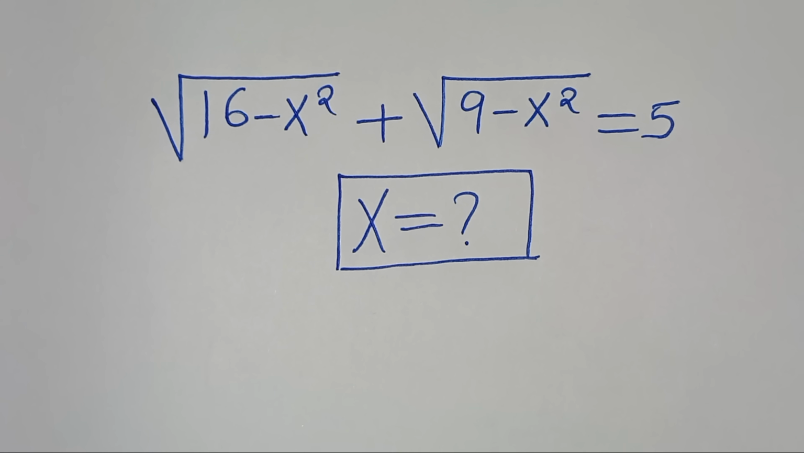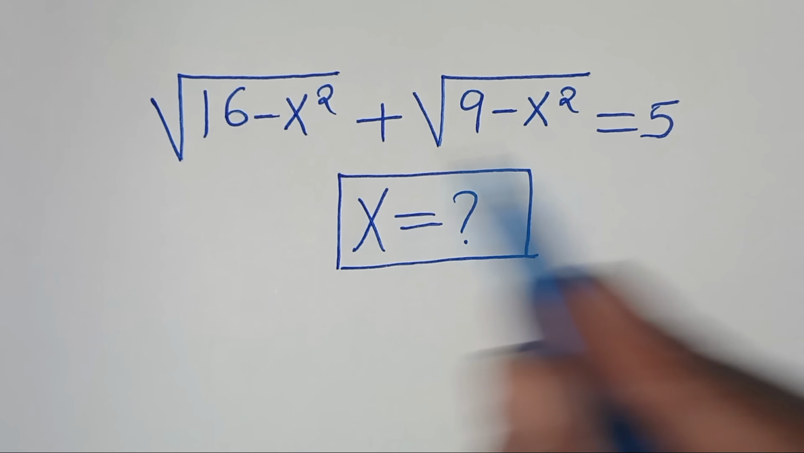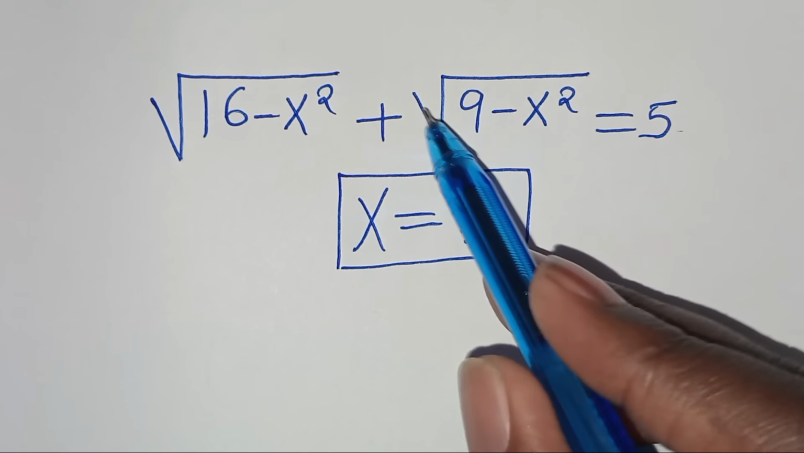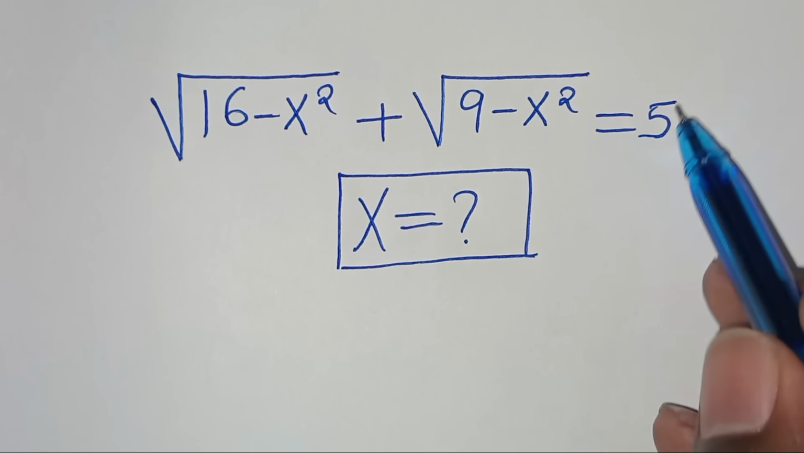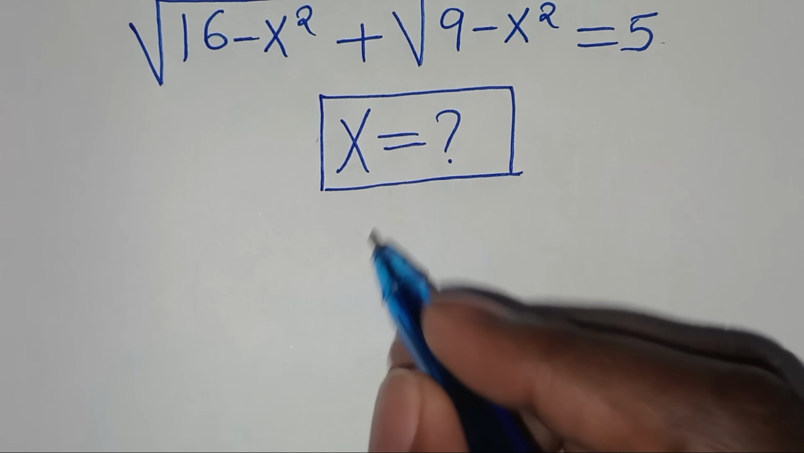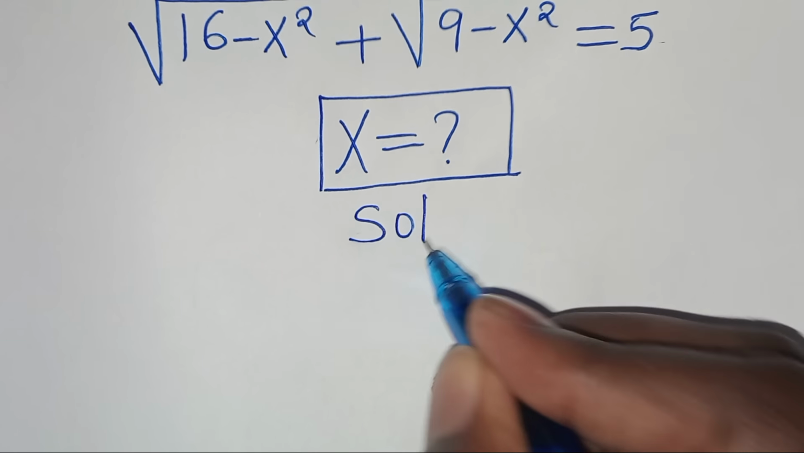Hello everyone, you're welcome to solve this nice square root math problem, which is the square root of 16 minus x squared plus the square root of 9 minus x squared. This is equal to 5. So what is the value of x? Now let's provide a solution from here.